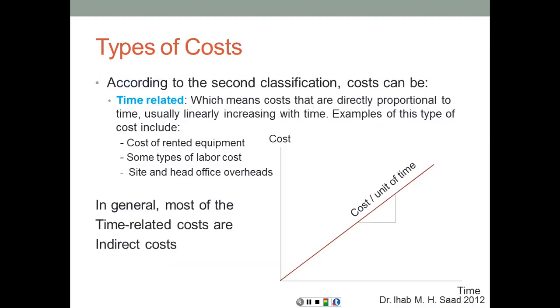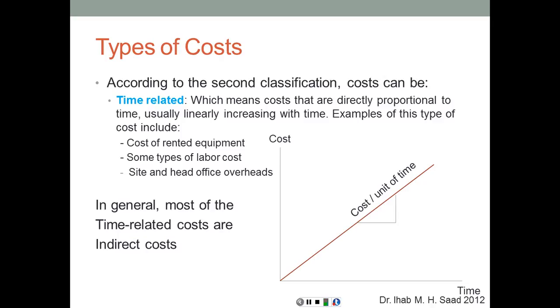The second type of cost is what we call time-related costs. Time-related costs means that these costs are going to be directly proportional to time, usually linearly. So as time increases, this cost is going to be accrued gradually and is going to increase. Examples of this type include cost of rented equipment, if you use any rented equipment, and the cost of some types of labor, like administrative labor, administrative personnel, site and head office overheads. Any overheads are going to be considered as time related.